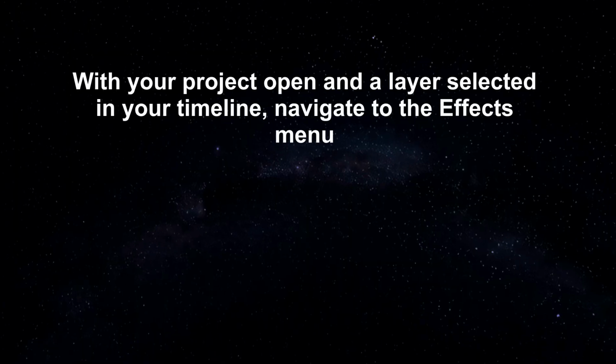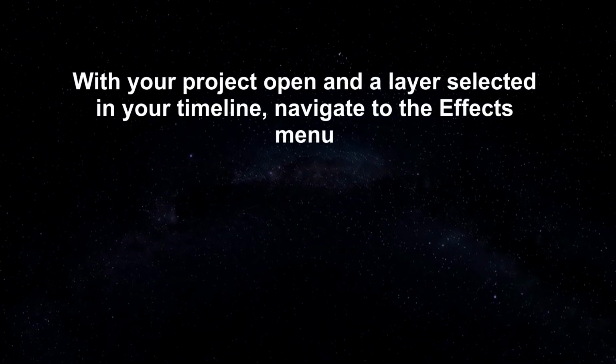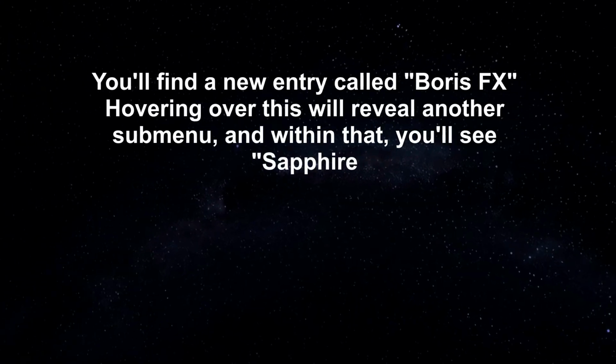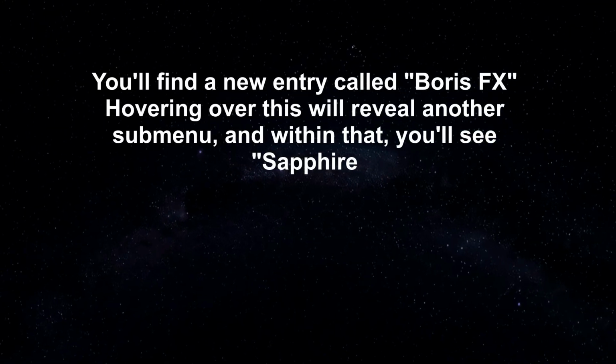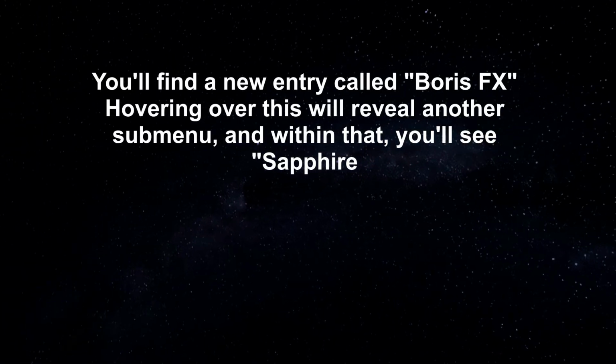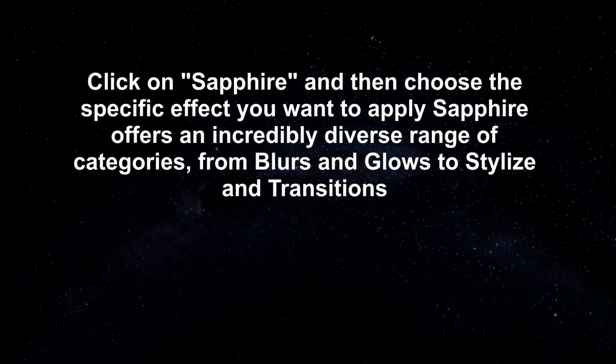With your project open and a layer selected in your timeline, navigate to the Effects menu. You'll find a new entry called Boris FX. Hovering over this will reveal another submenu, and within that, you'll see Sapphire. Click on Sapphire and then choose the specific effect you want to apply.